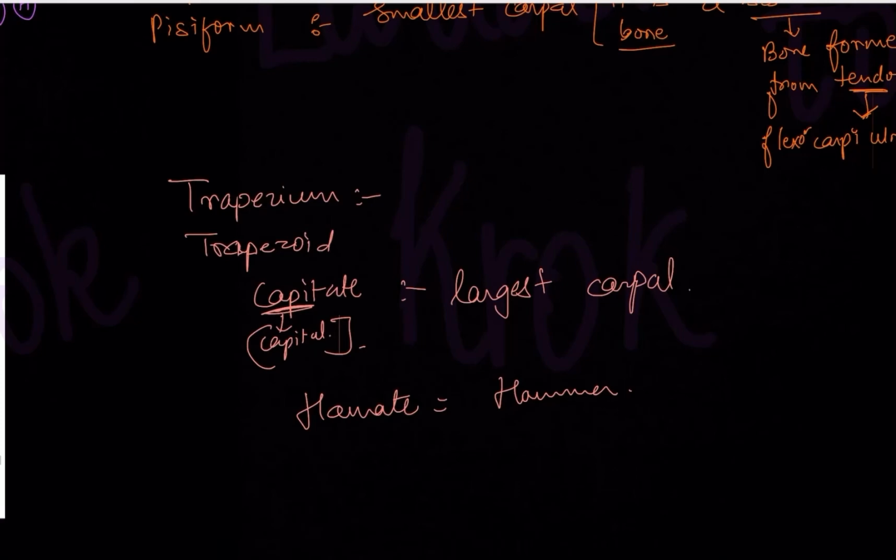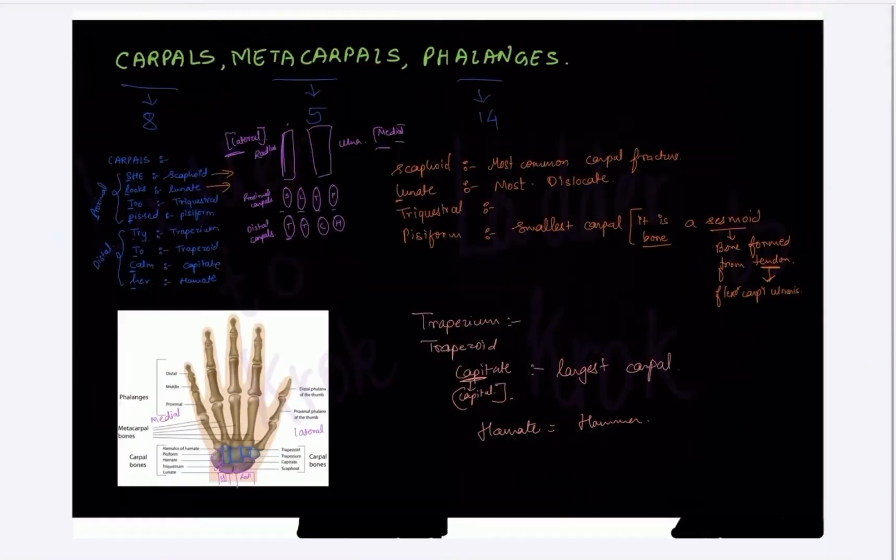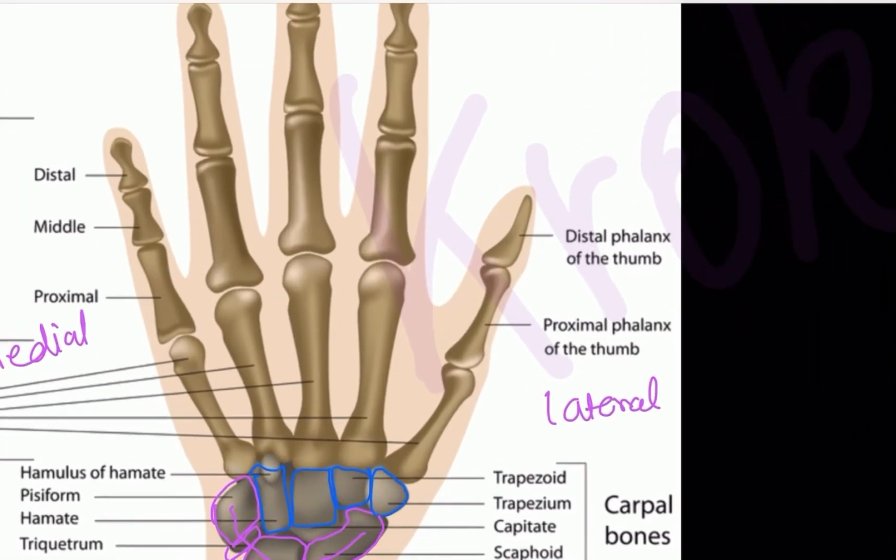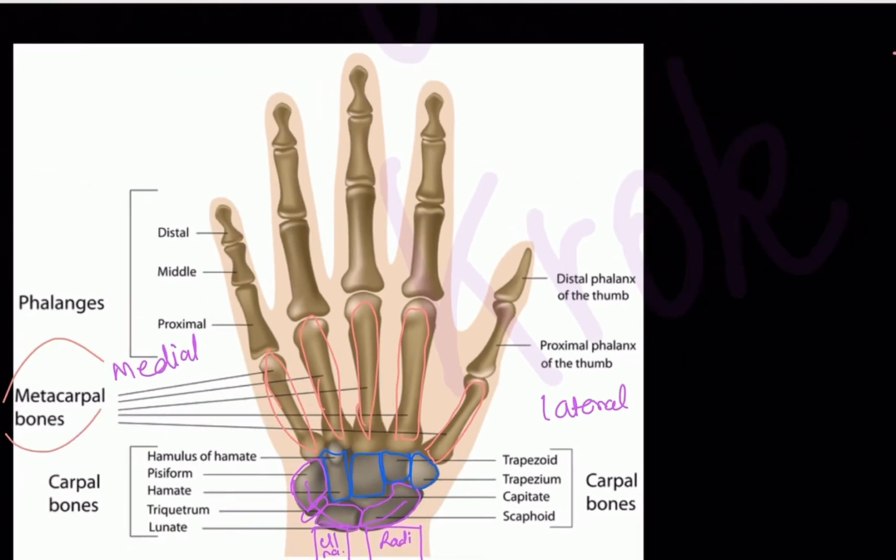Now let's look at the picture of it. Okay, so we are done with the bones. Now these are the metacarpals. You can see 1 metacarpal, 2 metacarpal, 3 metacarpal, 4 metacarpal, and 5 metacarpals. So you have how many metacarpals? You have 5 metacarpals. You have how many carpal bones? You have 8 carpal bones.